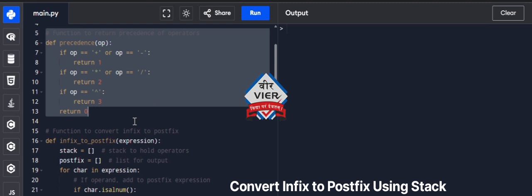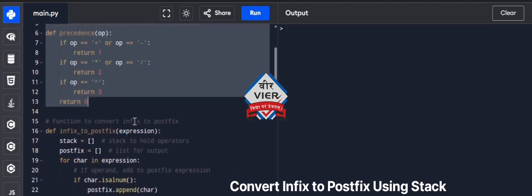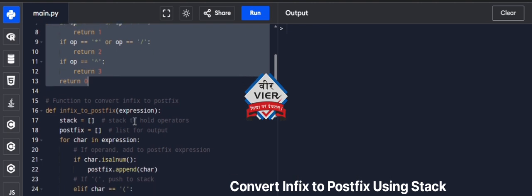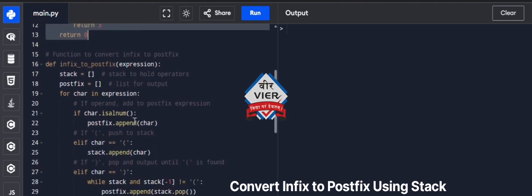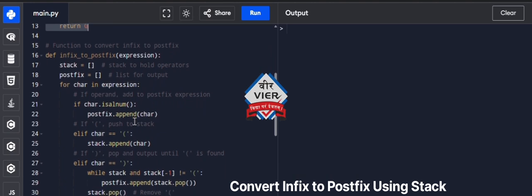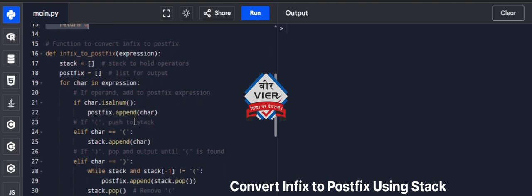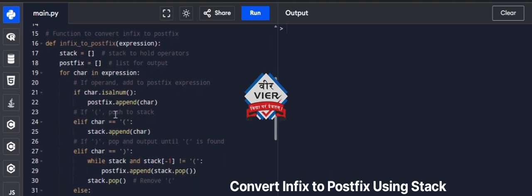The precedence function. The first key piece of logic is determining the priority of operators. Code line concept explanation. Def precedence, op, precedence mapping. This function assigns a numerical priority to each operator. Higher numbers mean higher priority, precedence. If op equals plus, or op equals minus, return 1. Low precedence. Addition and subtraction have the lowest precedence, 1.